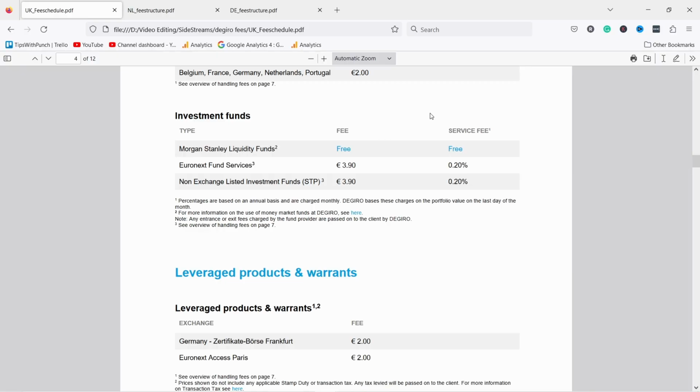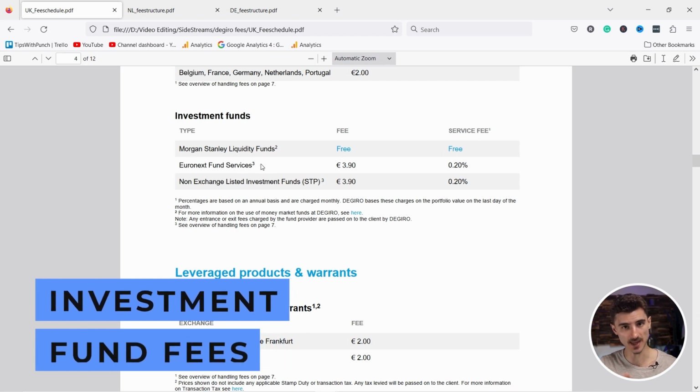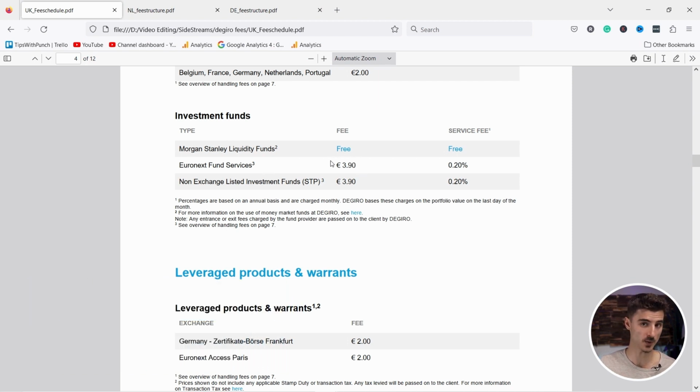Then if you wanna look at the investment funds, you see that the prices have a one-time fee plus a service fee of 0.2%. Now, if you buy from Morgan Stanley liquid funds, then it's free. I guess they have some sort of a deal. But always make sure you check that there's some fine print with all of these. So for example, if you buy Euronext fund services with €1,000, you would have a fee of €3.9 plus a €2 fee. So €5.9 fee in total. So just keep in mind that there's that as well.